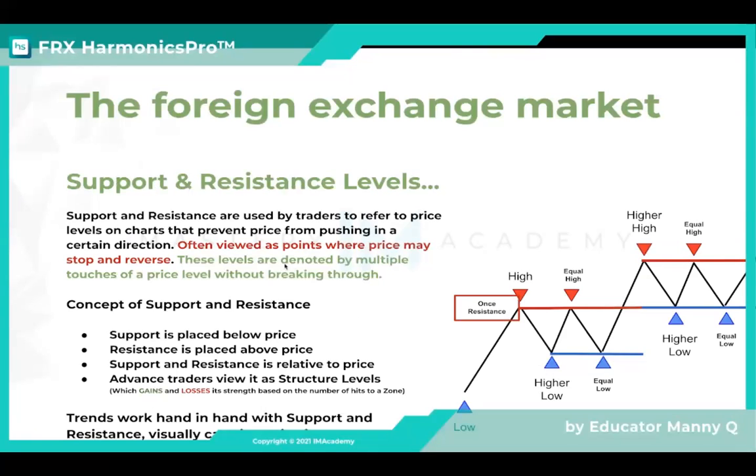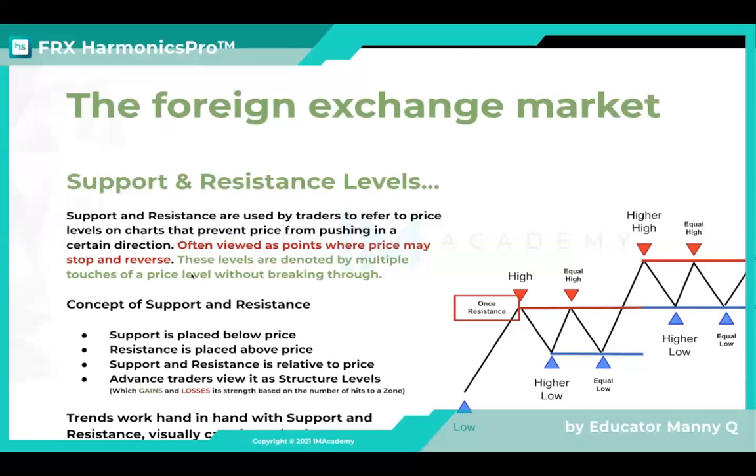Support and resistance, let's read this again: often viewed as points where price may stop and reverse. So once we have designated a resistance area and a support area, these are viewed as areas where price may stop and then reverse, potentially giving us a new opportunity to trade in the market.